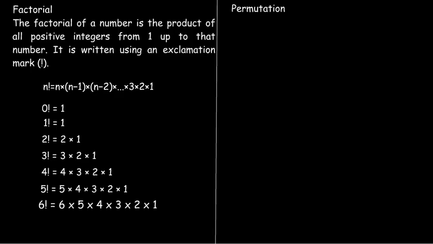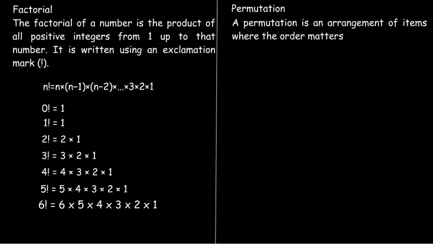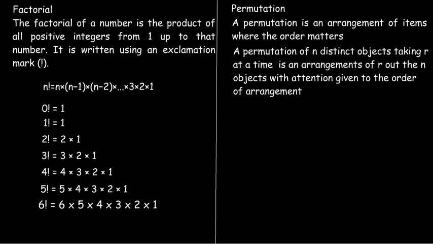Now permutation. What is permutation? A permutation is an arrangement of items where the order matters. That is, we are arranging items and we are putting into consideration the order of our arrangement. A permutation of n distinct objects taking r at a time is an arrangement of r out of the n objects with attention given to the order of the arrangement.